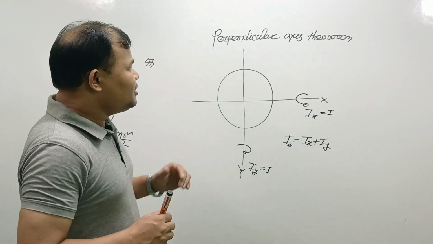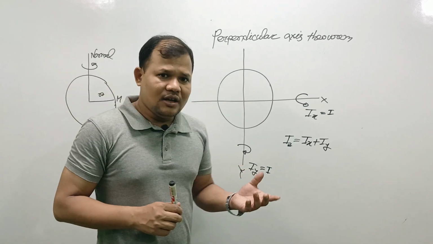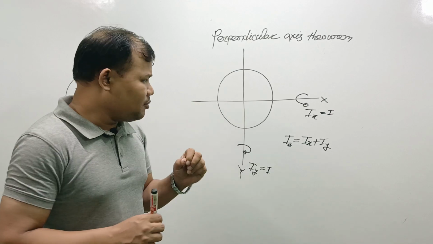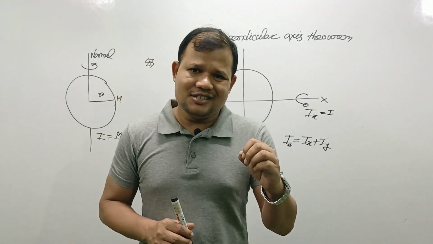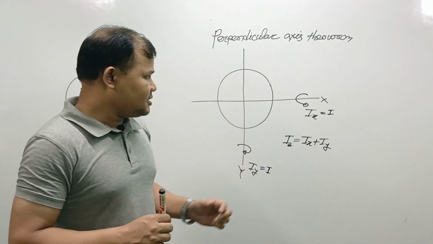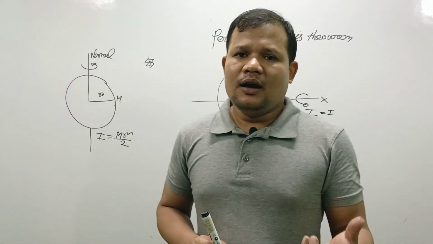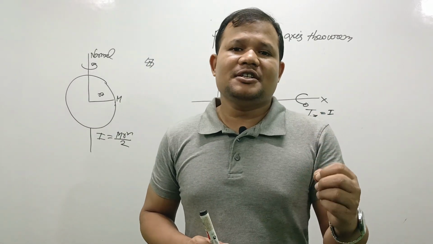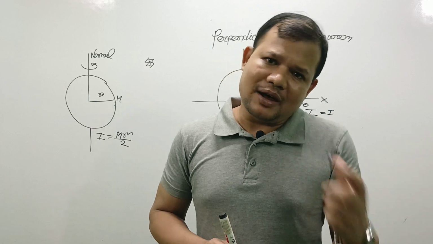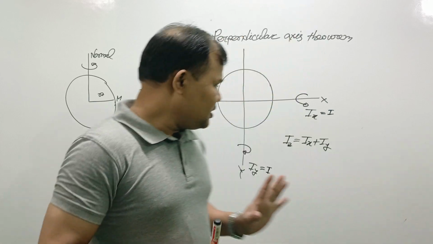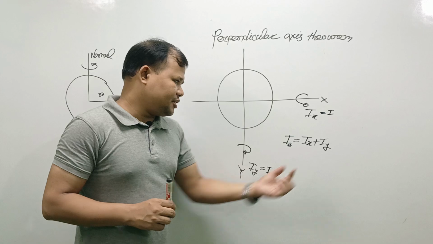Okay, the perpendicular axis theorem means that the summation of the moments of inertia of two perpendicular axes is equal to the moment of inertia about the axis that passes through the intersection point of these two axes and is perpendicular to both axes. Okay, this is the notation.